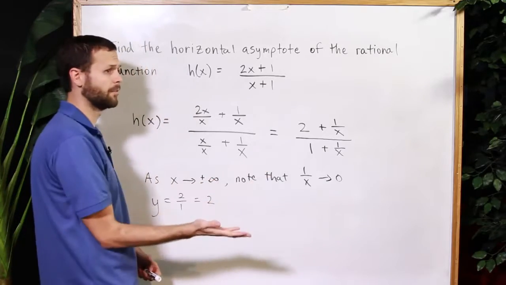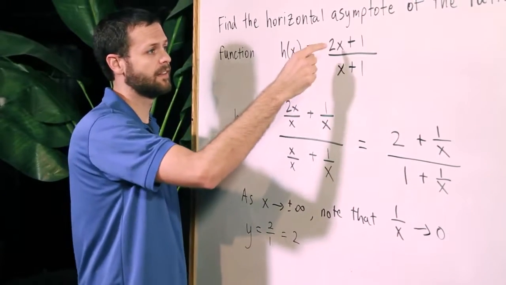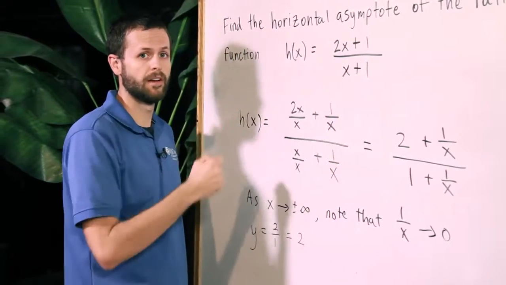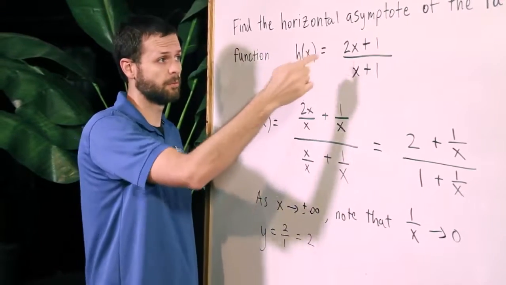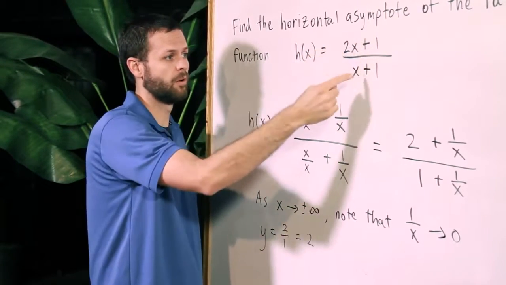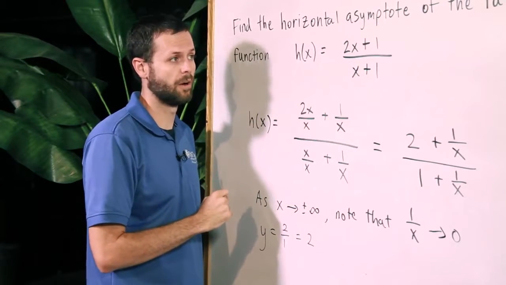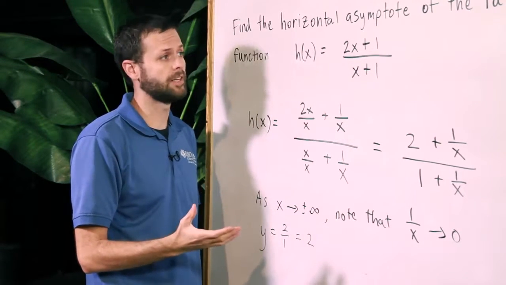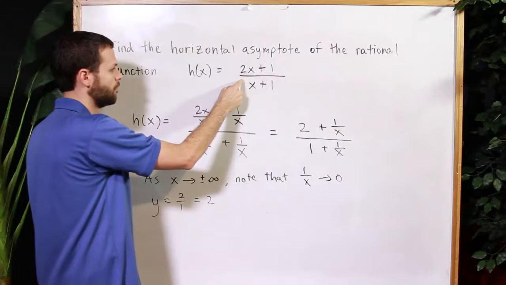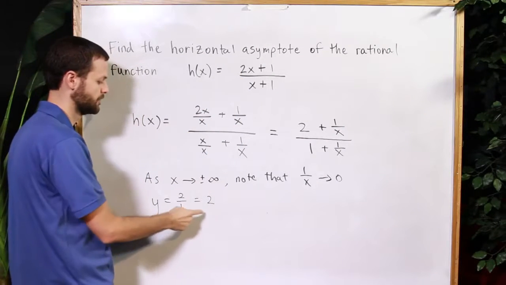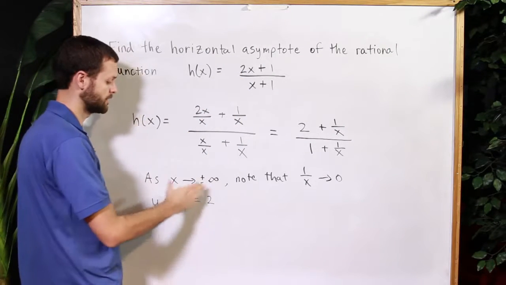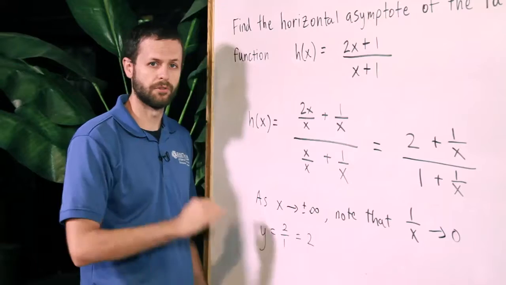Another way you can think about this is to look at the degrees in the numerator and denominator. In this problem, we see that the degree of the numerator is 1, and the degree of the denominator is also 1. Therefore, we can take the ratio of the leading coefficients, 2 over 1, and we still get the horizontal asymptote 2. So our horizontal asymptote, again, is y equals 2, the horizontal line.